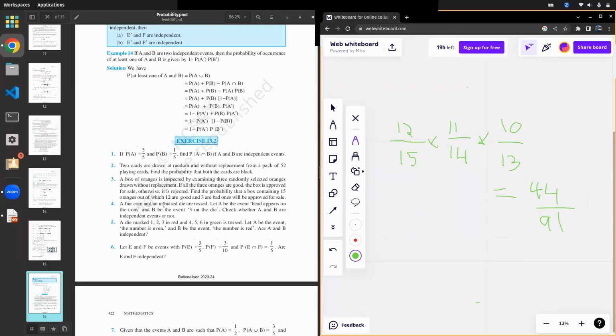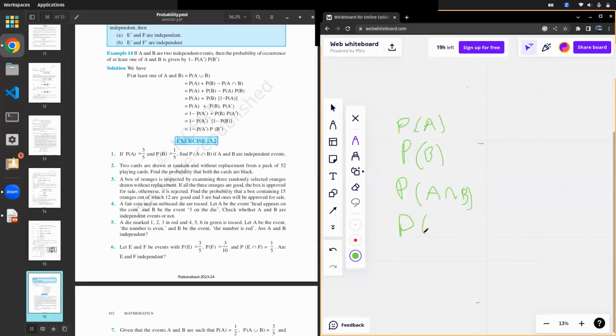A fair coin and an unbiased die are tossed. Let A be the event that head appears on the coin, and B the event that 3 appears on the die. Check whether A and B are independent events or not. Okay. To check independence, we have to find the probability of A first, the probability of B next, and then the probability of A intersection B. And we have to check whether probability of A intersection B is equal to probability of A into probability of B.